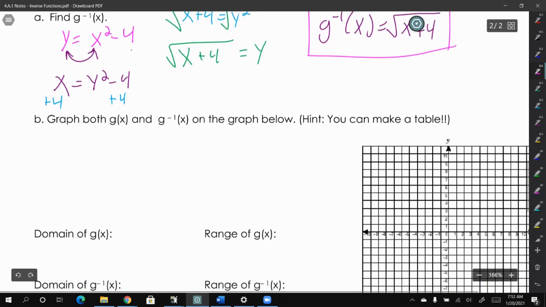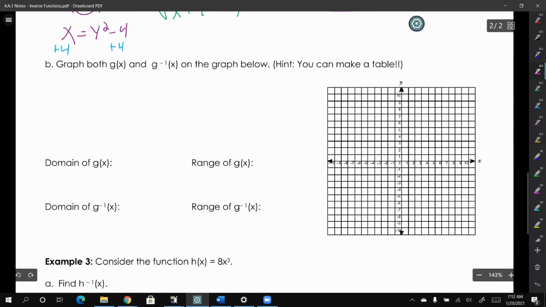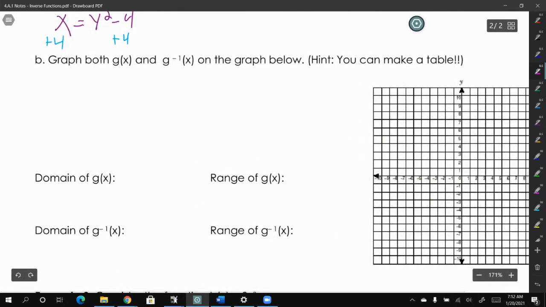All right, so now we're going to graph both of these. And you may be thinking, well, I don't know how to graph a square root function or anything like that. That's okay. We know how to graph the quadratic function, and we know we can just switch the x and y values. And if all else fails, you can always make a table. So let's make a table.